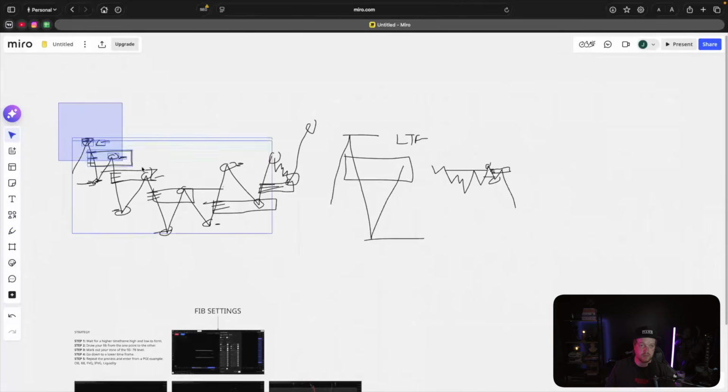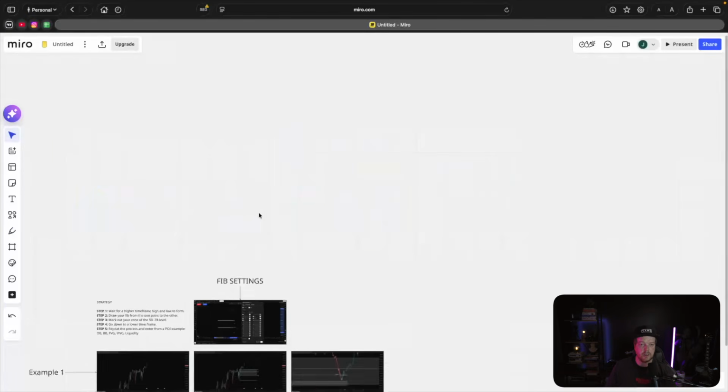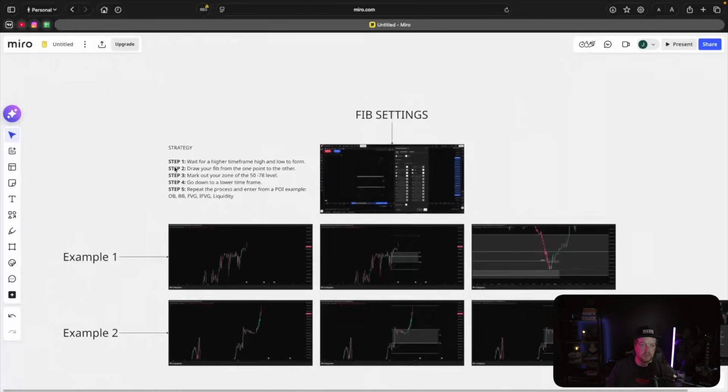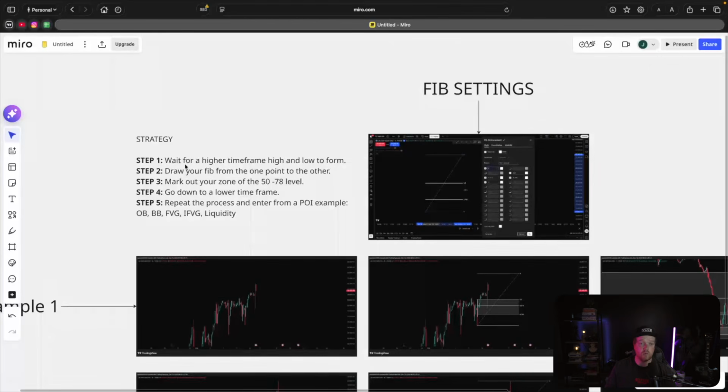So let's quickly break this down. Let's look at some of the examples. Let's just delete this, and then we can go through it. So the strategy, step number one: we want to wait for the higher time frame high and low to form. We are going to draw our fib from one point to another, so that's the high or the low. We want to mark out your zone from the 50 to the 78% level on the fib. We want to go down to the lower time frames, and then we're going to repeat the process and enter from a POI.